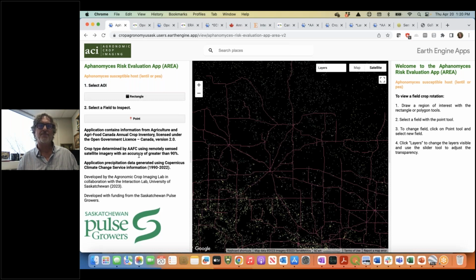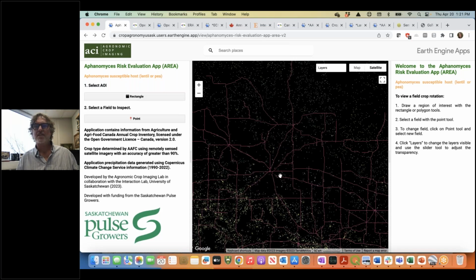The crop type is determined with remote sensing, and in Saskatchewan it's accurate. In talking to Leander Campbell, their accuracy is greater than 90%. I've checked it, and it seems to be pretty good. It seems to have trouble telling the difference between wheat and barley and oat, and that's not surprising. But for the other crops, the accuracy seems to be much better because there's a lot more difference between lentils and wheat than there is between wheat and oat, or wheat and barley, which is even closer. We've also used data from Copernicus for the weather, and we developed the app in the Agronomic Crop Imaging Lab, our lab.